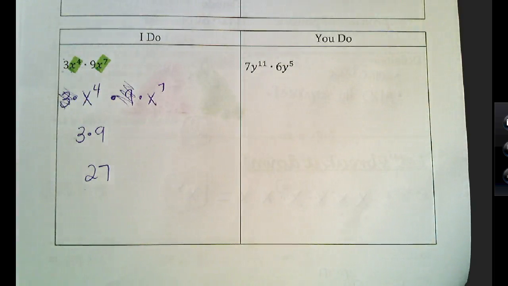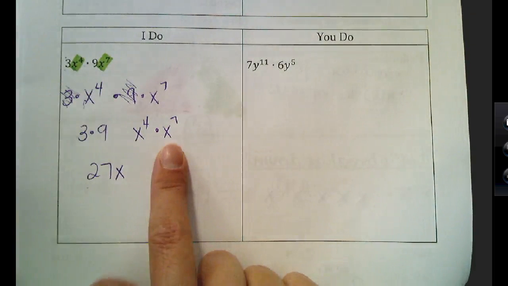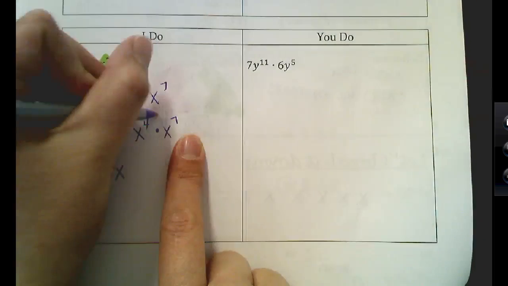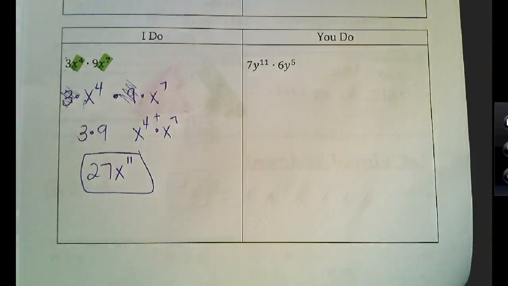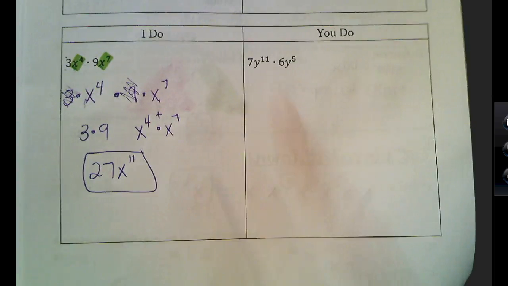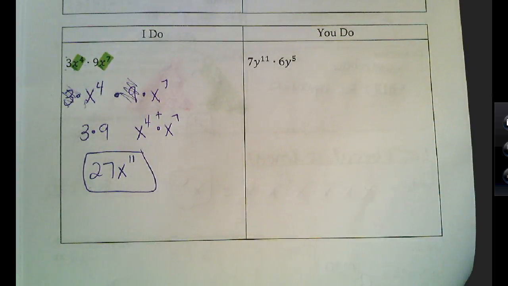Very good. Yep. Then we still have our x and our x. So I'm going to do x to the 4th power times x to the 7th power. My base is x. So I'm going to keep it. And then what's 4 plus 7? 11. So 27 x to the 11th power would be your final answer. Go ahead and try this next one on your own. And raise your hand when you've got your answer.